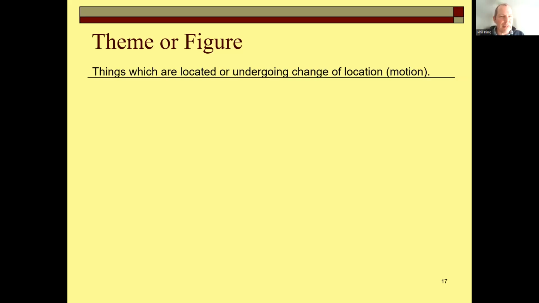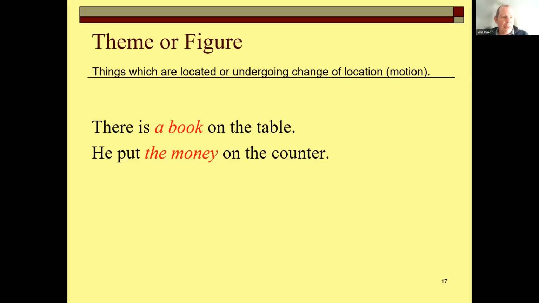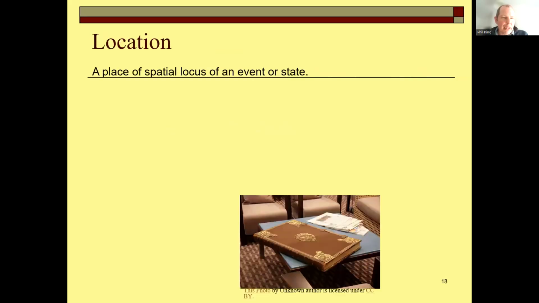So let's look at some examples of this. There is a book on the table. Okay, the book is in a location on the table, so it is a theme. He put the money on the counter. The money is a theme, it's in a particular place. The coffee splashed all over the table. Again, the coffee is a theme, it is in a particular place.